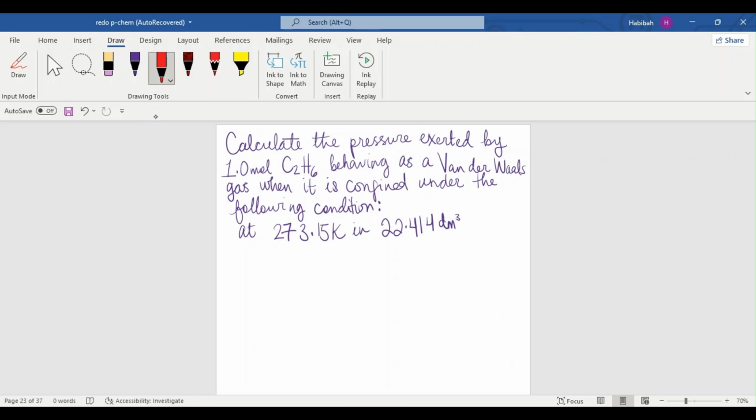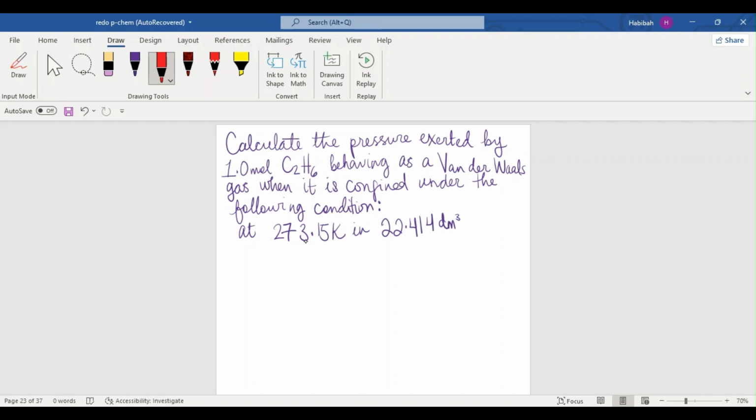Today we're going to be working on the question on the screen that says: calculate the pressure exerted by 1.0 mole of ethane behaving as a van der Waals gas when it is confined under the following condition. The condition is at 273.15 Kelvin in 22.414 dm cube. So the first thing you have to note is that we've been given a bunch of parameters and we've been told that we're dealing with a van der Waals gas. So for a van der Waals gas, we were asked to find the pressure.